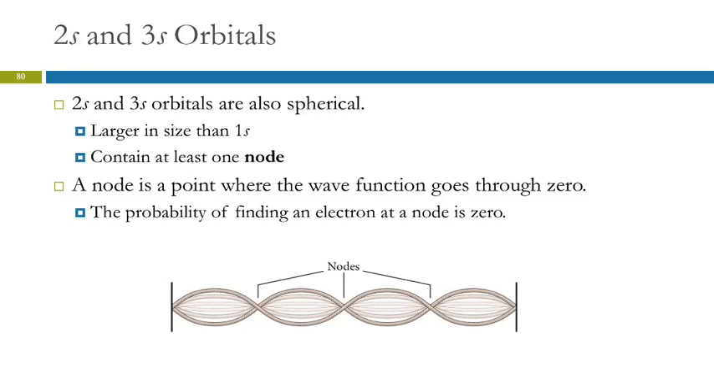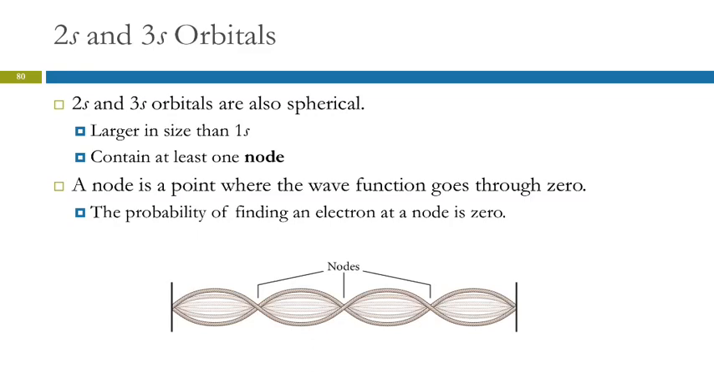So that was a 1s orbital. 2s and 3s orbitals are also spherical. They're going to be larger than the 1s orbital, and they're going to contain at least one node. So a node is a point where a wave function goes through zero.